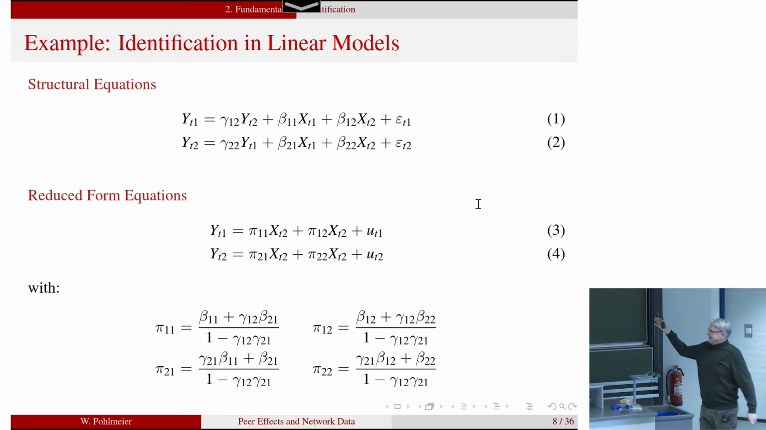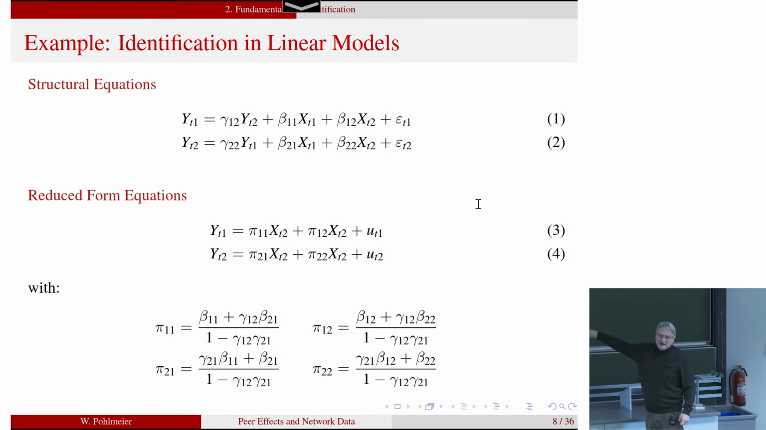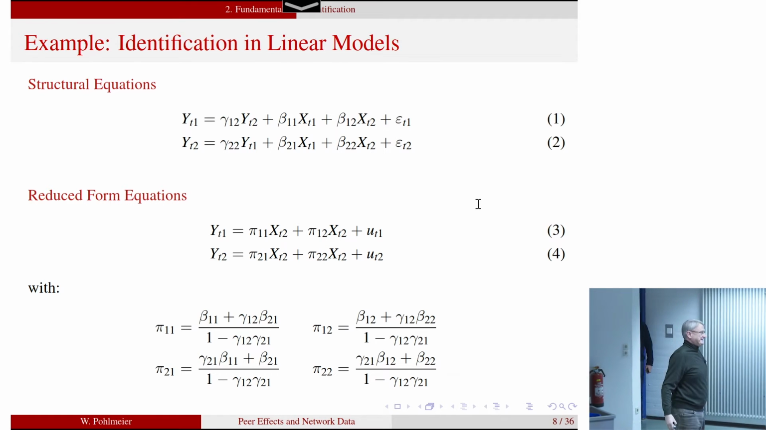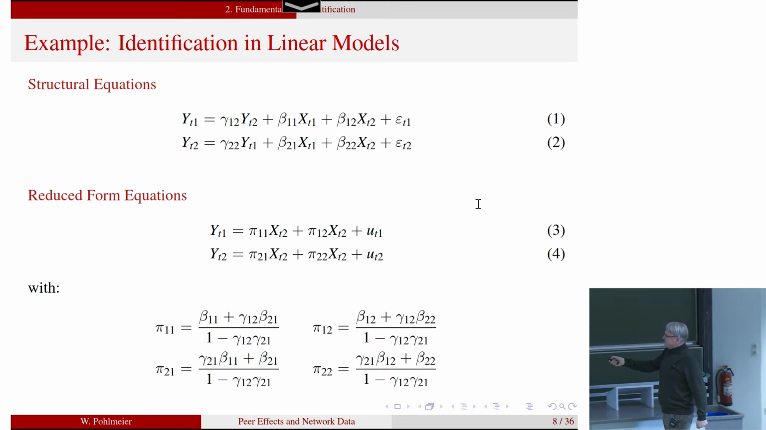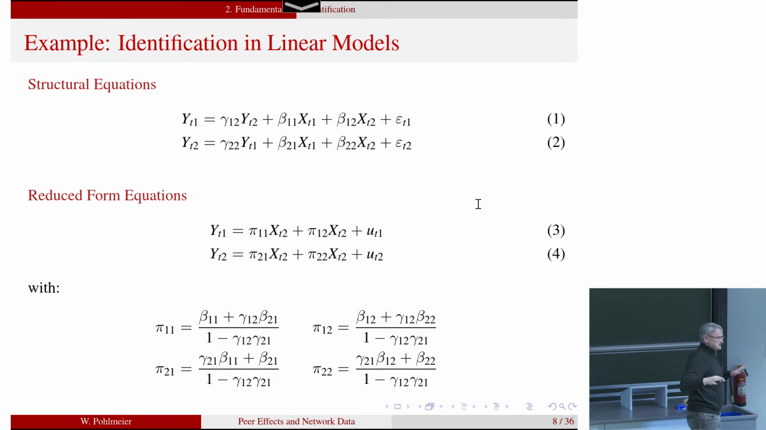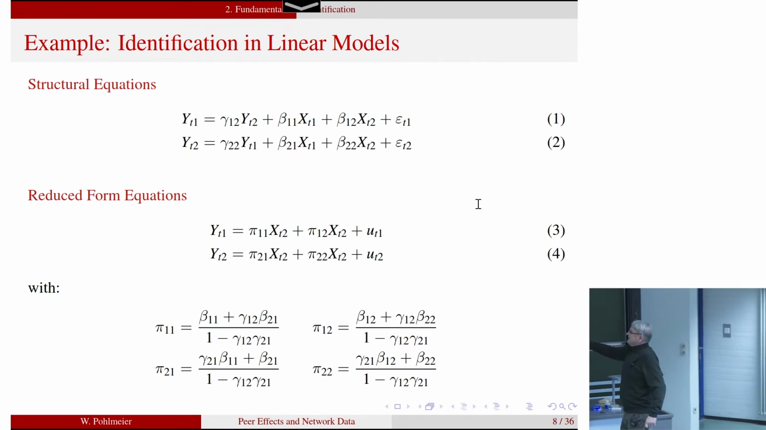In this simple example, you see, we have 4 reduced form parameters, but we have 6 structural parameters. So this model is under-identified. We cannot infer from the reduced form parameters on the structural parameters. We cannot estimate such a model by linear regression because it would be inconsistent. Why is it inconsistent?